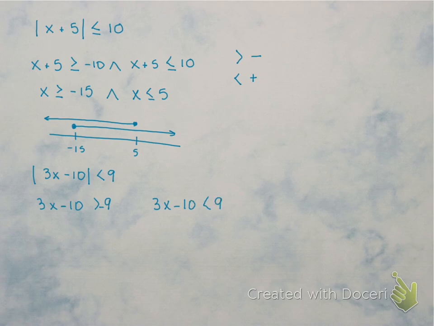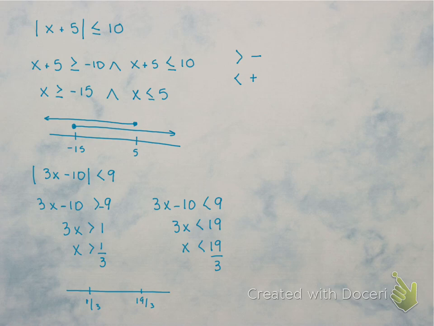So we'll add 10 to both sides, and we'll get that 3x is greater than 1, and x is greater than 1/3. Okay? Likewise, we'll add 10 to both sides to get that 3x is less than 19, and x is less than 19/3. Okay? So graphing the solution set. Obviously, even though we don't know the exact value of 19/3, you don't need to know it to know that it's bigger than 1/3. Okay? So 1/3 is to the left of 19/3.